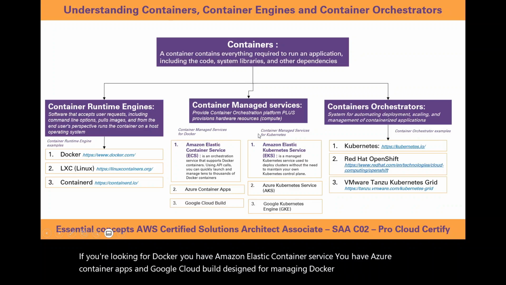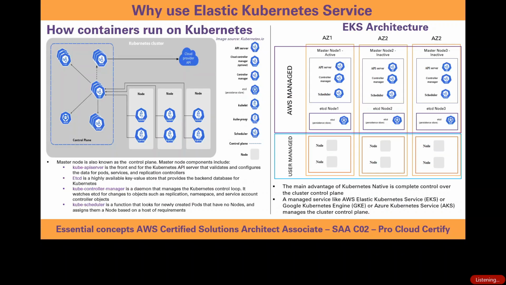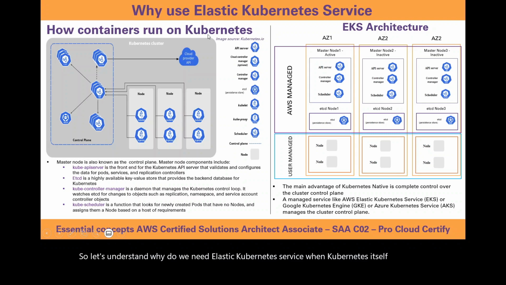If you're looking to run containerized applications on Kubernetes, then you have Amazon Elastic Kubernetes Service, Azure Kubernetes Service, and Google Kubernetes Engine. So let's understand, why do we need Elastic Kubernetes Service when Kubernetes itself is a container orchestration service? So let's see how containers are run on Kubernetes.